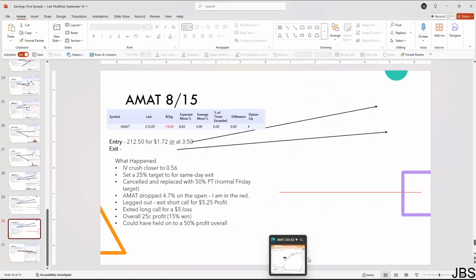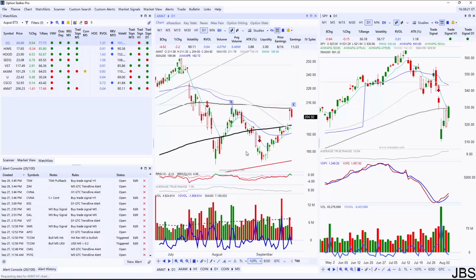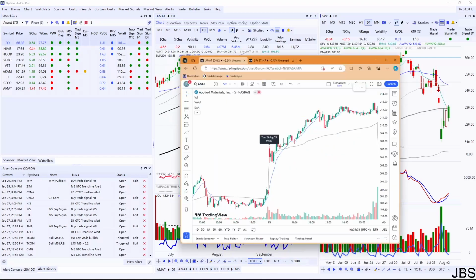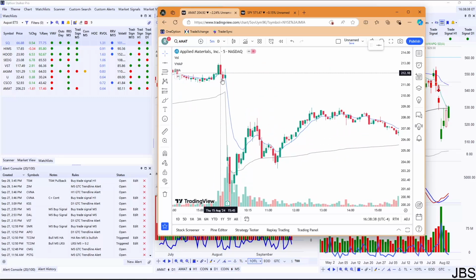So we took this on the 15th, and let's also look at the D1 chart here. So here it is on the 15th, and then the 16th. That's when it had earnings, earnings after the open. Sorry, here it is on the 16th. So we had a gap down.